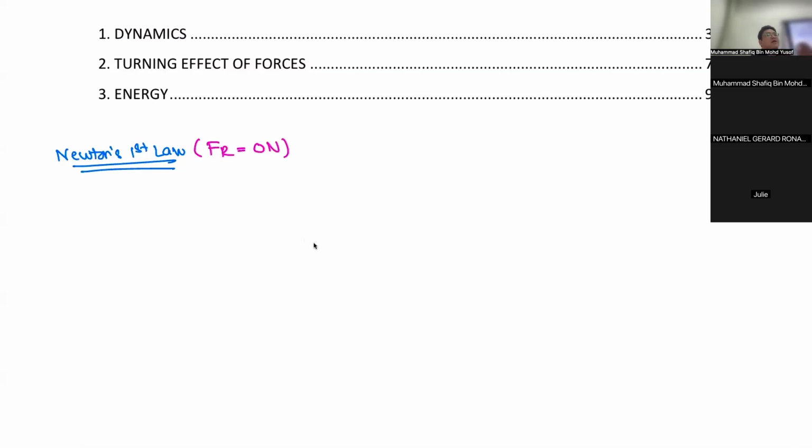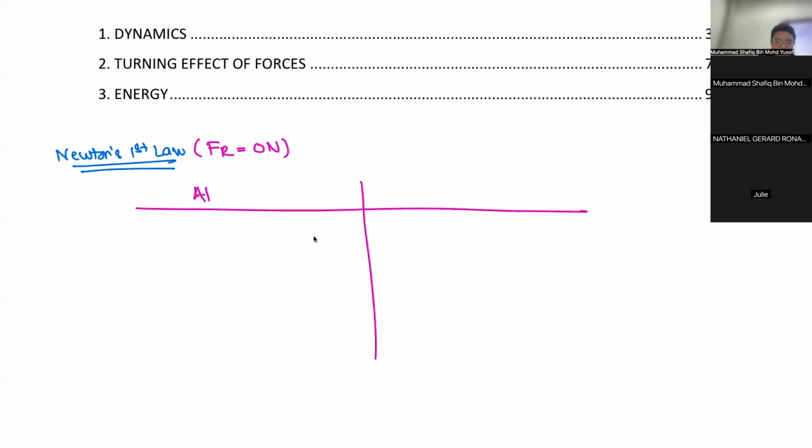Now, what do I mean when an object is at rest or in constant motion? There are 2 scenarios you all need to know. Number 1, at rest, and number 2, at constant speed or motion, constant speed or velocity. These are the 2 scenarios you all need to know.